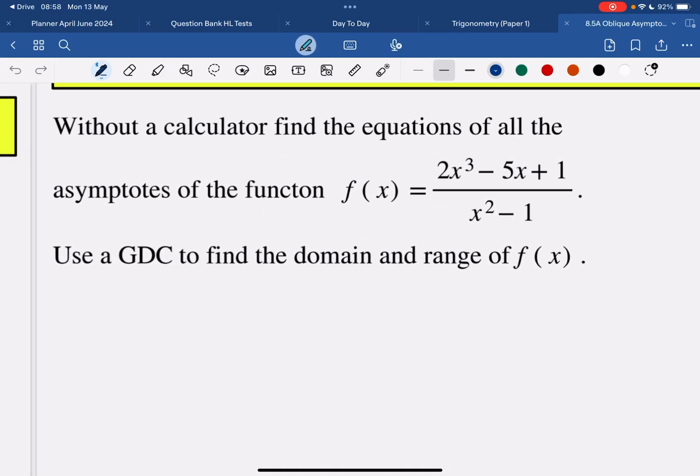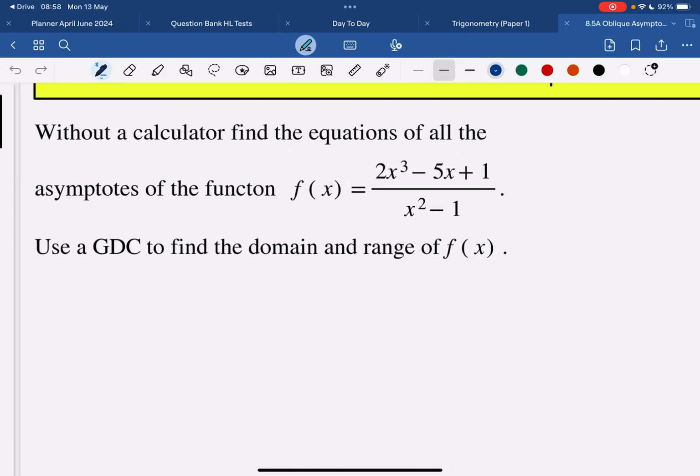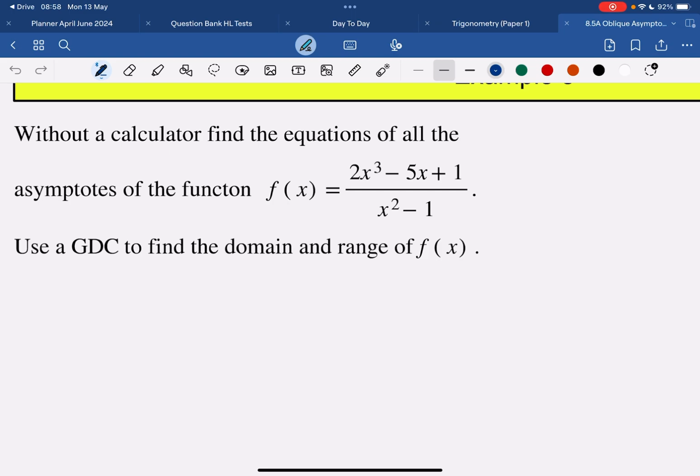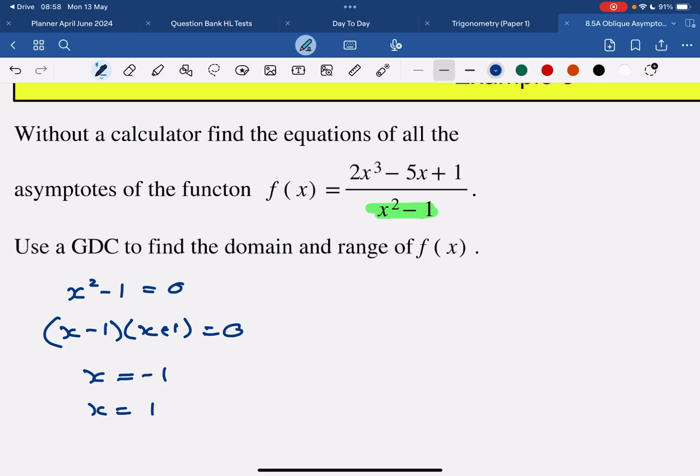So this is our final example of finding oblique asymptotes and also domain and range. So let's go for it again. We look at the bottom here, x squared minus 1. Let's make that equal to 0. And this is a difference of squares. So we can't have x being -1 and we can't have x being 1. So we have 2 vertical asymptotes to begin with.